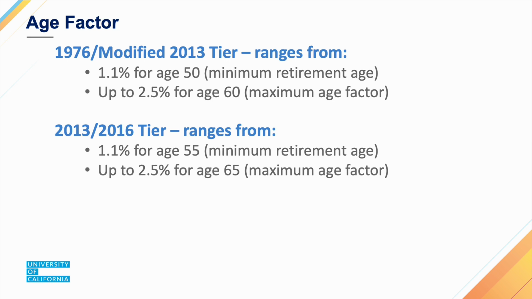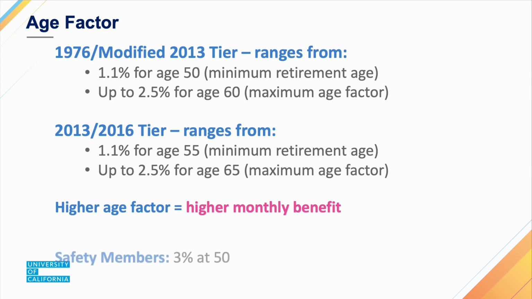Because it's increased on a monthly basis, if your birthday falls on the 5th of the month, you may consider whether it makes sense to retire on the 5th of the month as opposed to the start or the end of the month based on that age factor. So in general, the older you are, the higher the age factor and retirement benefit will be, up to the maximum age factor. For those of you who are safety members, the age factor is 3% at 50 and older.